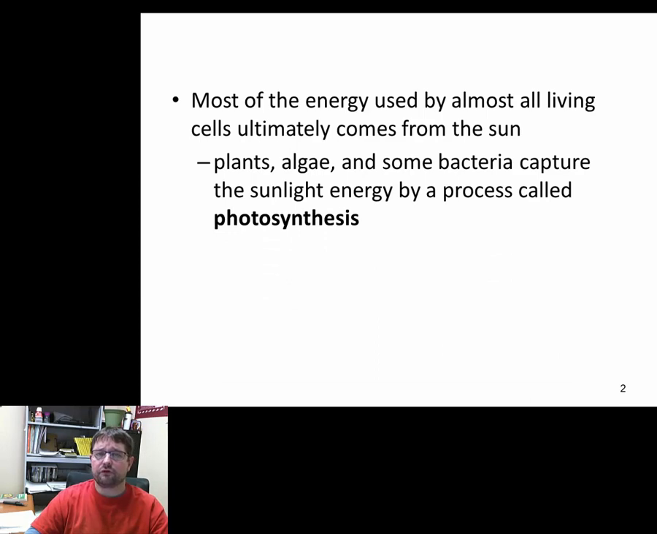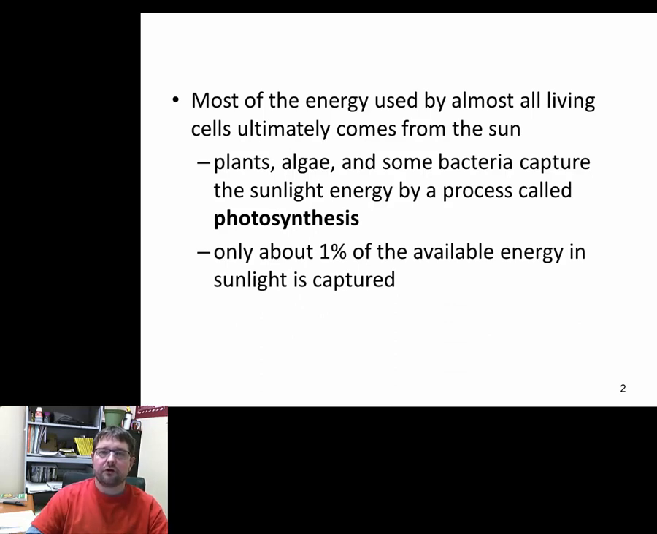Those photons from the sun are utilized by plants, algae, some bacteria, and some protista. They have the ability to capture photons and convert that energy into carbohydrates. That's the process we call photosynthesis.